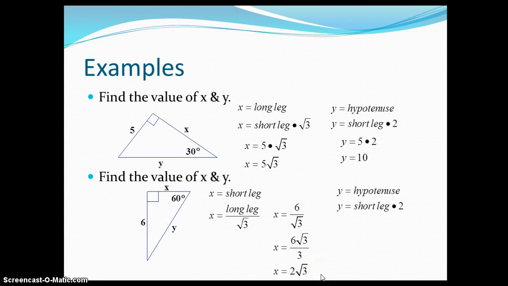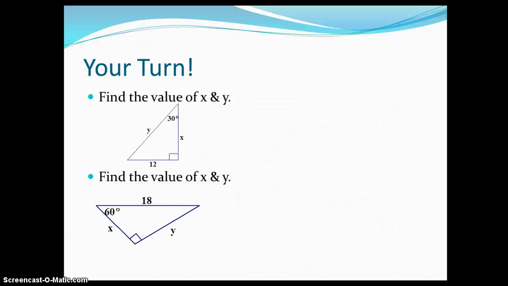Now to find y, the hypotenuse, it's going to be 2 times the short leg, or 2 times 2 square root of 3, which gives me 4 square root of 3. So x is 2 square root of 3, y is 4 square root of 3. Now it's your turn. Find the values of x and y in each example. Pause the video and try these examples.